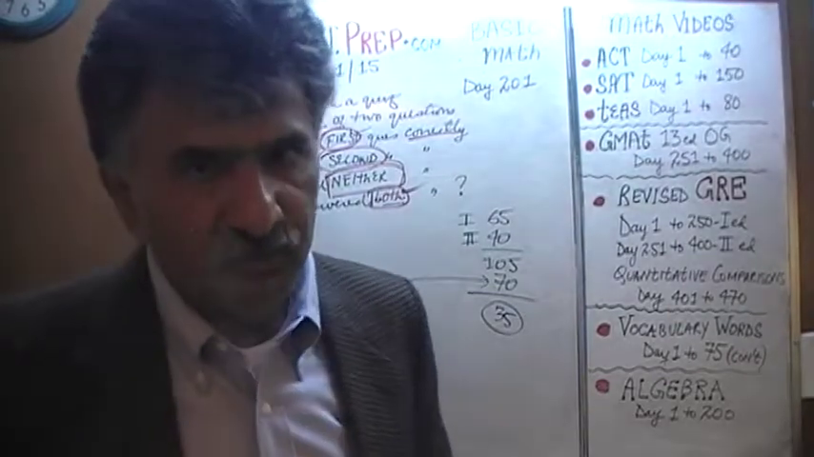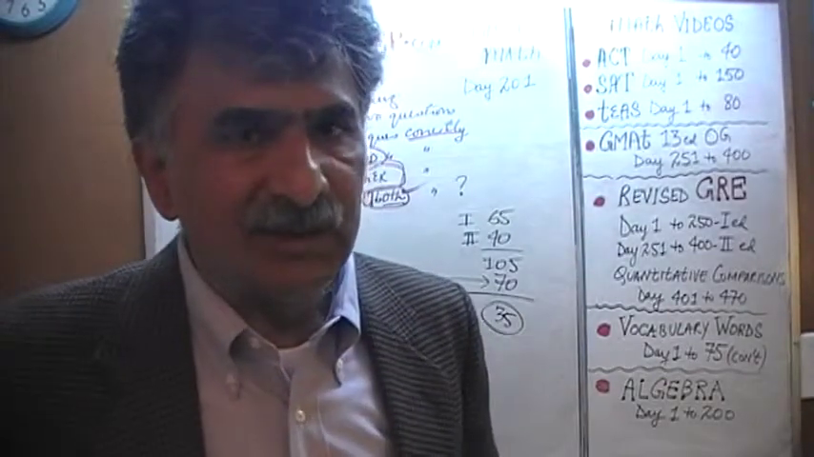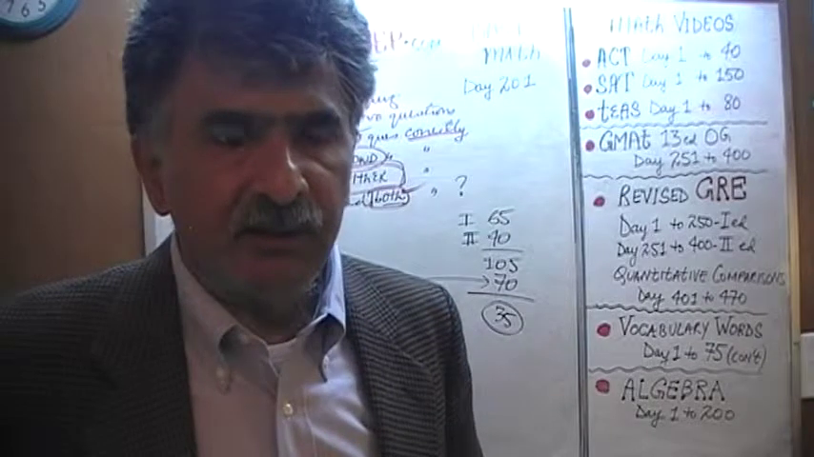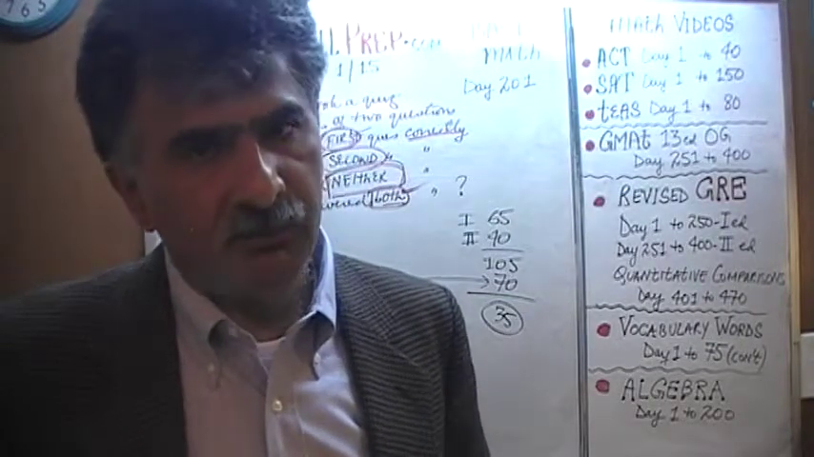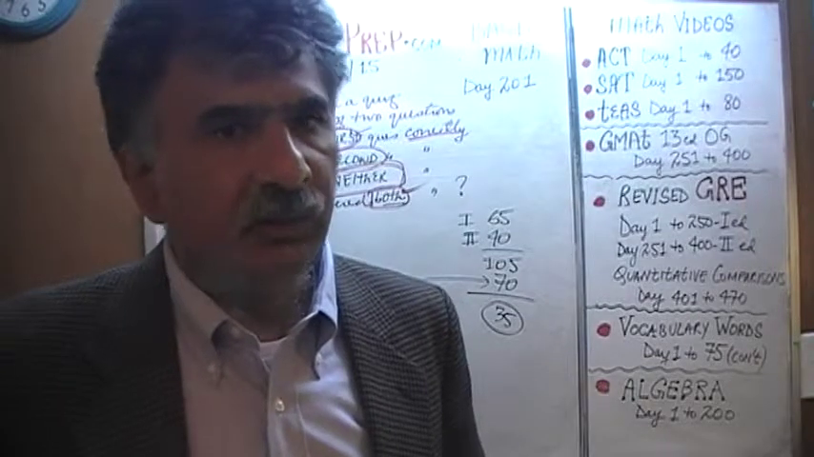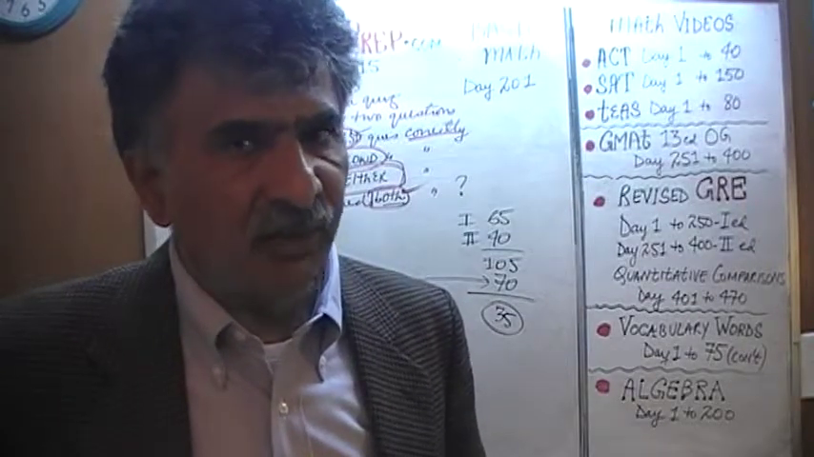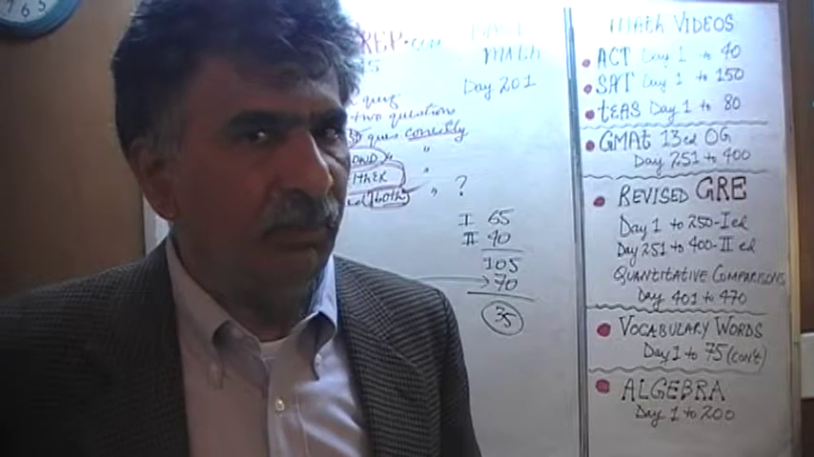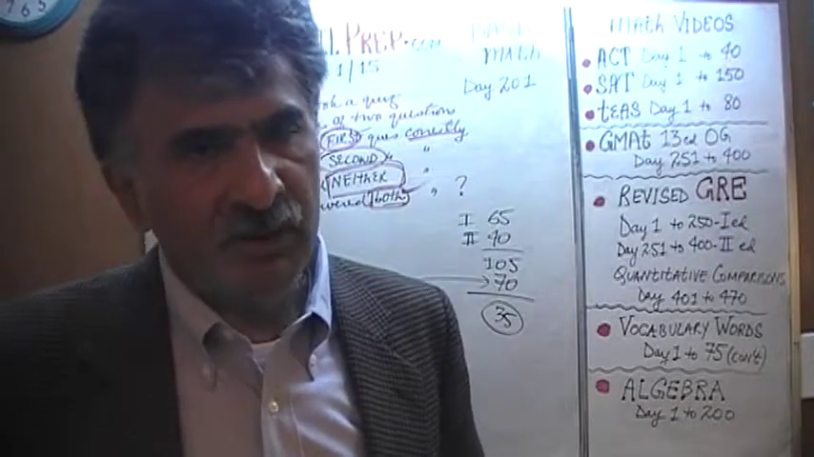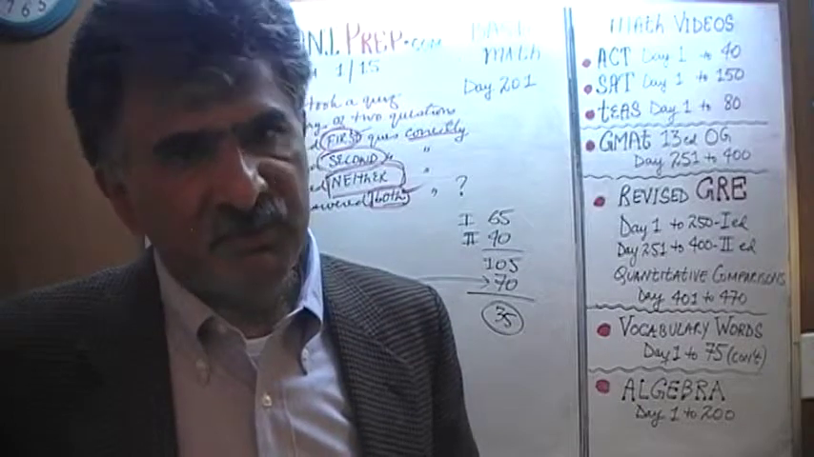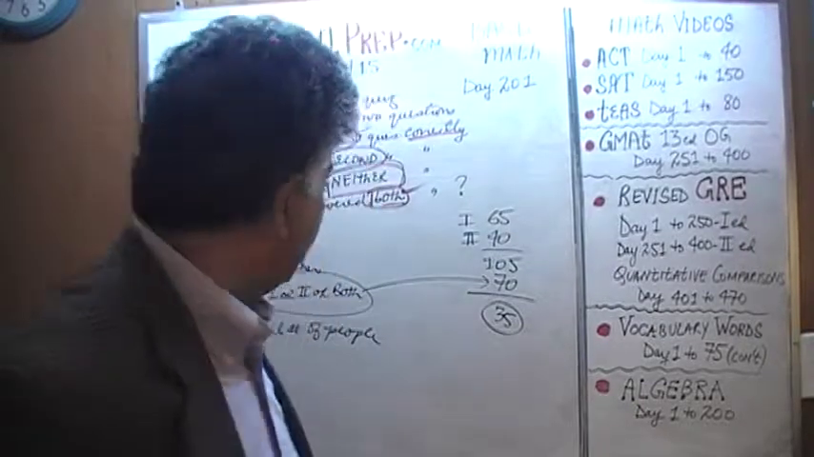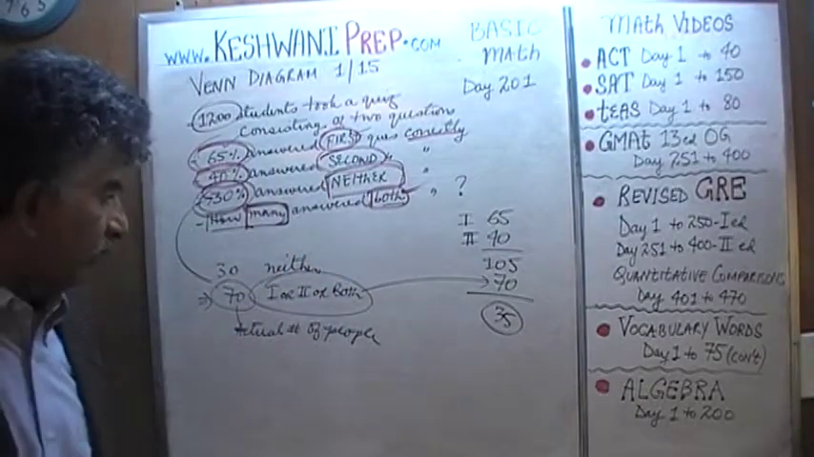The 35 that is left over at the end, that's our cue, that's our hint here: we have 35 too many. In other words, another way of saying the same thing is that we have counted 35 people twice. We ended up double counting 35 people. Where are these 35 people going to show up?